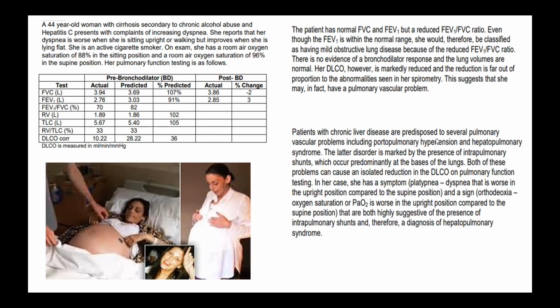Patients with cirrhosis are supposed to have severe pulmonary vascular problems, including portopulmonary hypertension and hepatopulmonary syndrome. The latter disorder is marked by the presence of intrapulmonary shunt, which occurs predominantly at the base of the lung. Both these problems can be isolated only by DLCO. So ultimately, mild obstructive lung disease with a diffusion defect is called orthodeoxia and or portopulmonary.